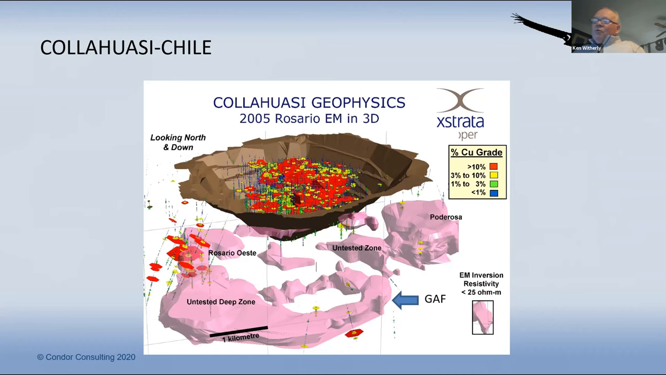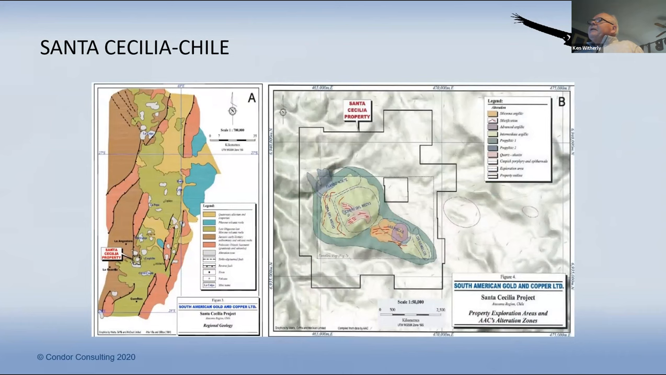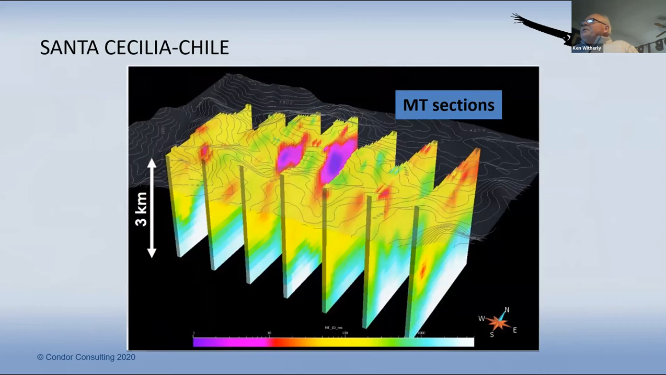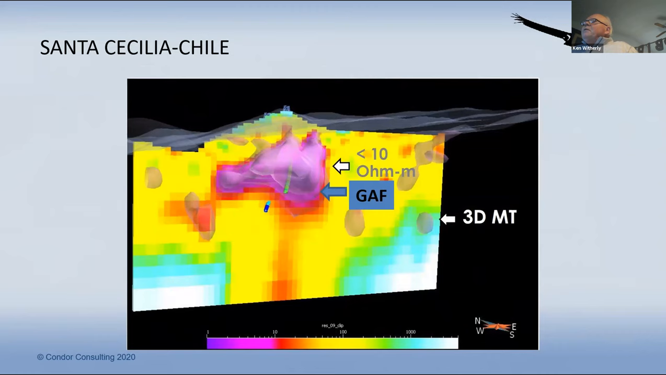The last one, San Cecilia, is another one south of Coyahuasi. And Quantec has done quite a bit of work here with both IP and MT. And we see a very conductive zone, again, associated directly with the mineralization. And we see less than 10 ohm meter, very, very clear. Maybe a bit different than the other ones, but nonetheless it shows part of the spectrum of what we're getting here.